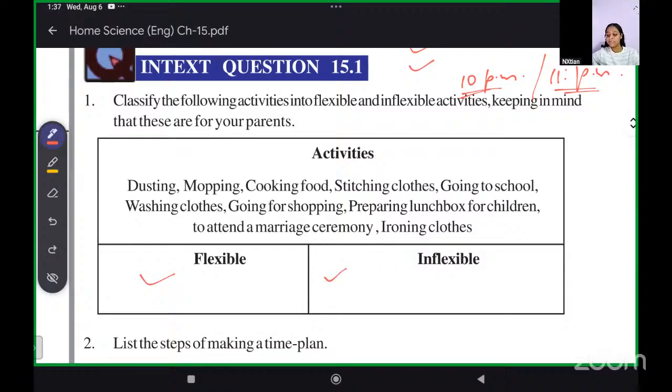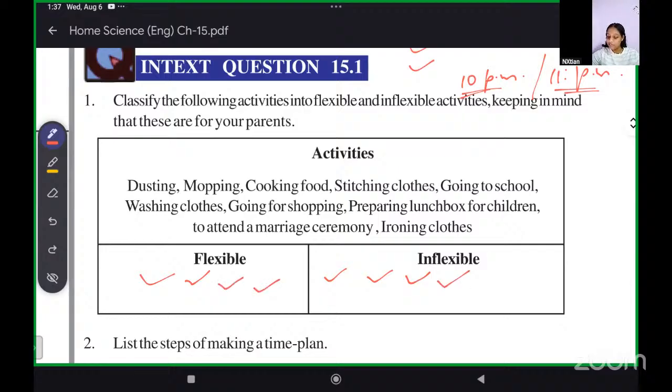Inflexible. Okay, mopping is inflexible. We have to do mopping, right? It's an important task. Cooking food, inflexible. Food has to be cooked because lunch and dinner we have to eat. Stitching clothes is flexible. Okay. Until it's something very important that you have to wear in that time, we don't stitch it in that moment only. We do it when we're free. Going to school, inflexible. You cannot avoid it. Washing clothes, flexible. Going for shopping, flexible.